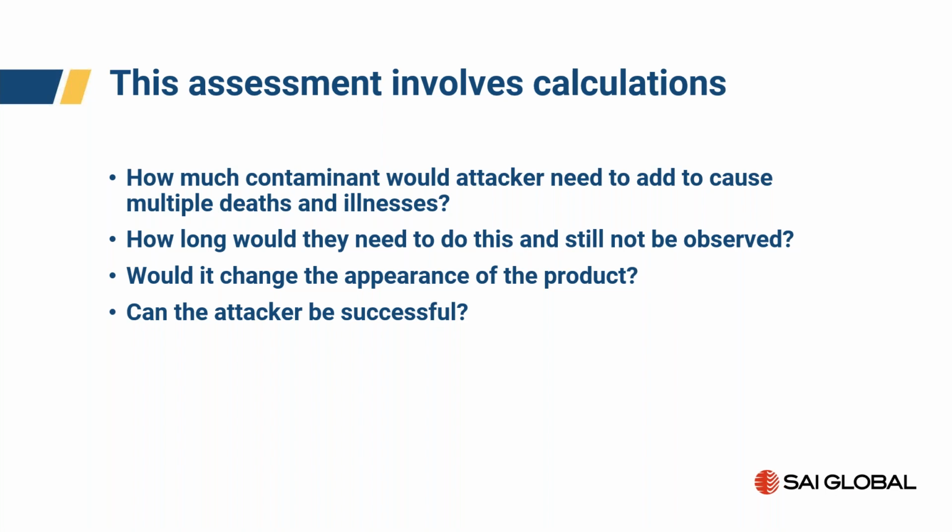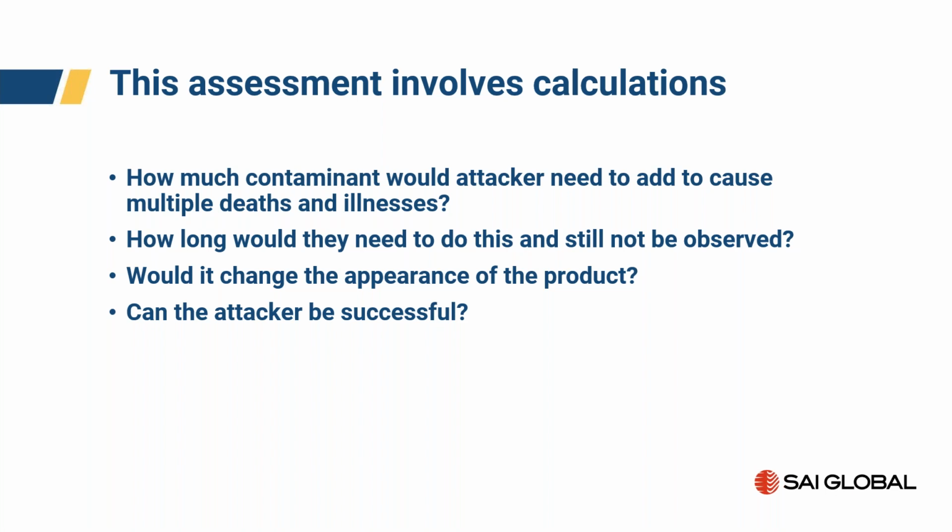The attacker obviously doesn't want to change the appearance of the product, because if it does, somewhere further down the line, somebody's going to say, this product doesn't look right. The color's changed, it's sticking together, something's happening to it. So if they're going to be successful, they need to obviously be sure that they don't change the appearance of the product where somebody would discover it.